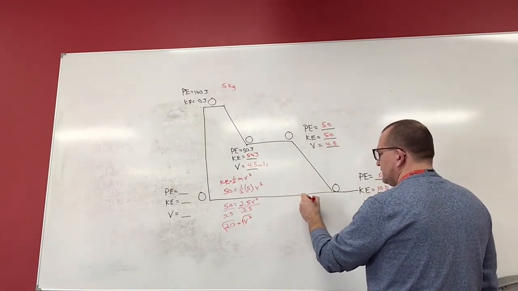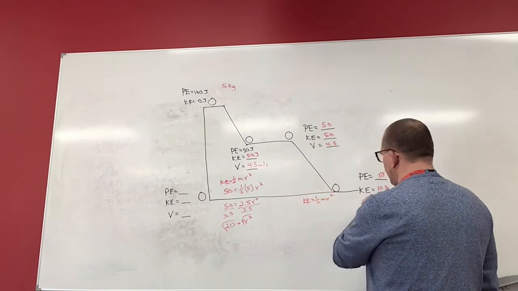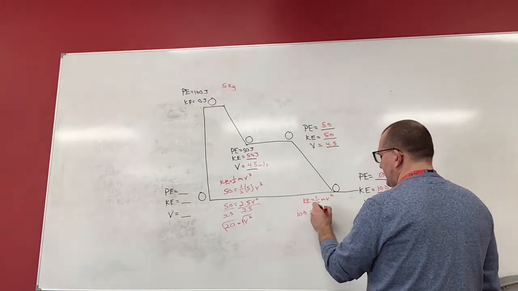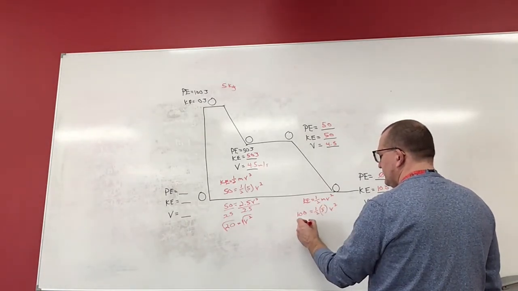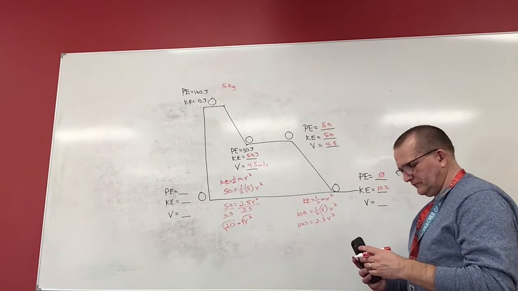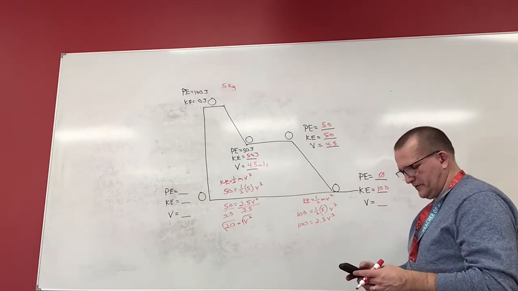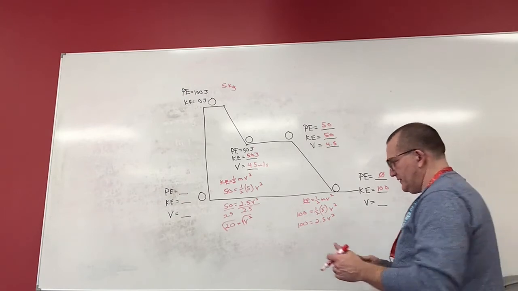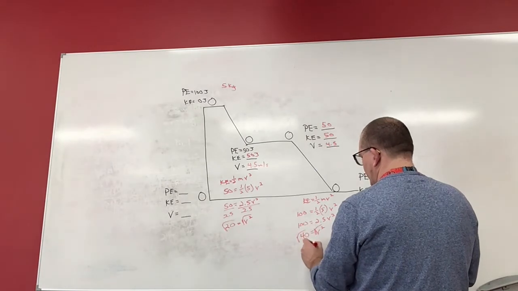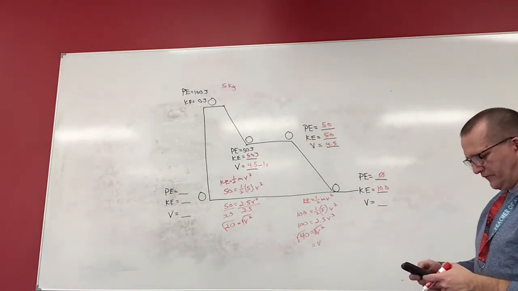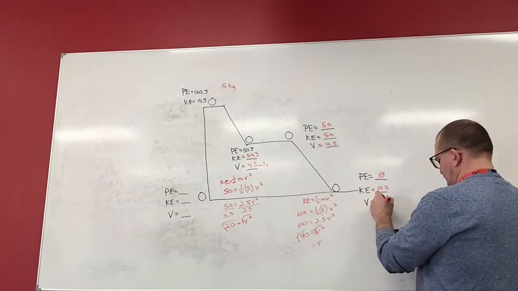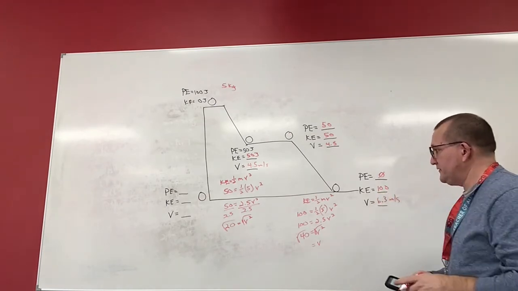Kinetic energy, 1/2 mv squared. My kinetic energy is 100. My mass is, what do we say, 5 kilograms, v squared. 100 is 2.5 v squared. 100 divided by 2.5 is 40, is equal to v squared. Square root of both sides. V is square root of 40. And the square root of 40 is 6.3 meters per second. So that's how fast the ball's traveling to the bottom.